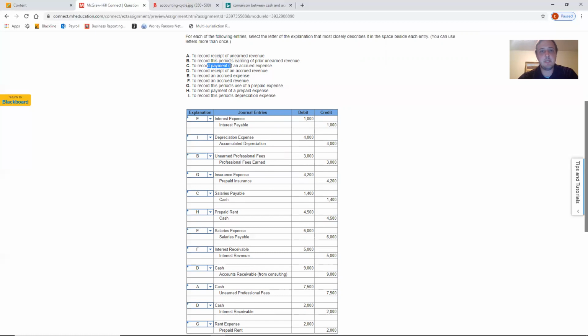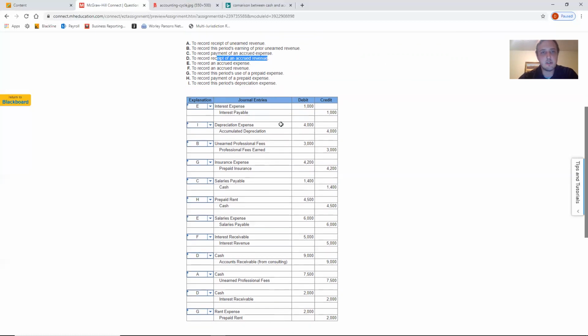To record payment of an accrued expense, so payment, cash is leaving the door, we're looking for a credit of cash, and we're looking for a decrease in the liability. So that's going to be the salaries payable there. Decrease cash, decrease liability. To record receipts of an accrued revenue. So this time we accrued it. And now we have the cash. So the cash comes in the door, that's increasing the asset. And then when we accrued the revenue, we noted an accounts receivable was there. Now we're removing that accounts receivable by crediting it.